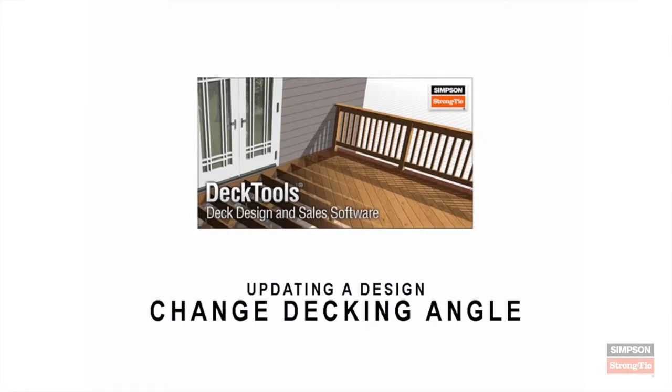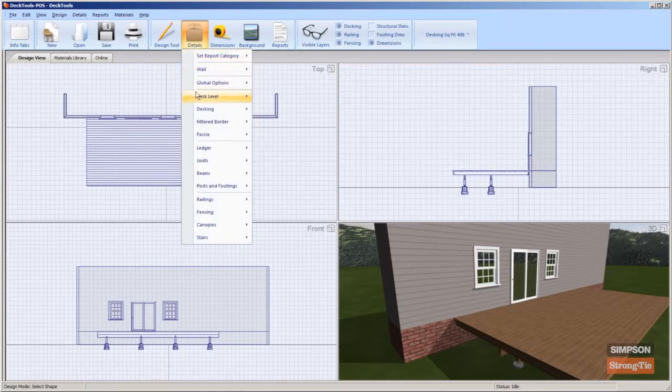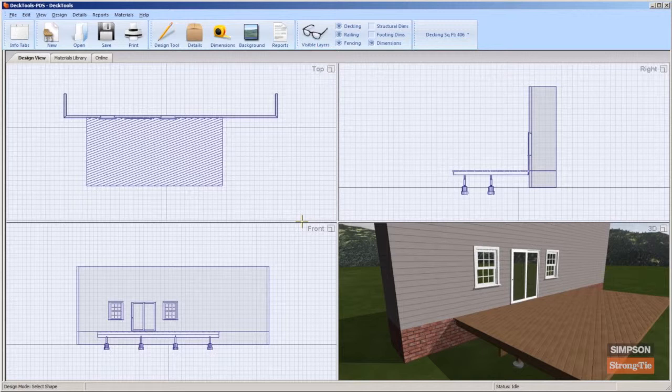Change the decking angle. If the deck boards need to be placed at an angle, select Details Decking and then click Enter Angle. The decking angle is an amount that the deck boards are rotated, with 0 degrees being parallel to the Deck Tools toolbars. Deck Tools automatically rotates the joists and beams 90 degrees to support the decking that is rotated past 45 degrees. But you can customize the joist and beam angles to meet your preferences.